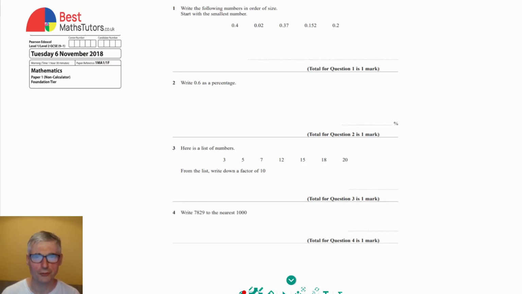This time we're going through the Edexcel Foundation paper from November 2018, and this is paper 1. In this first question we've got to put these decimals in order. To do that we've got to understand what the column the number is in represents.